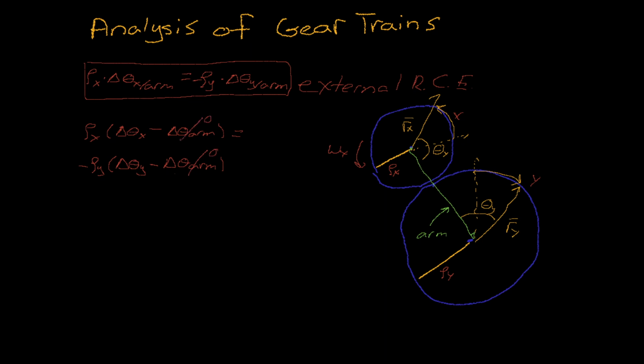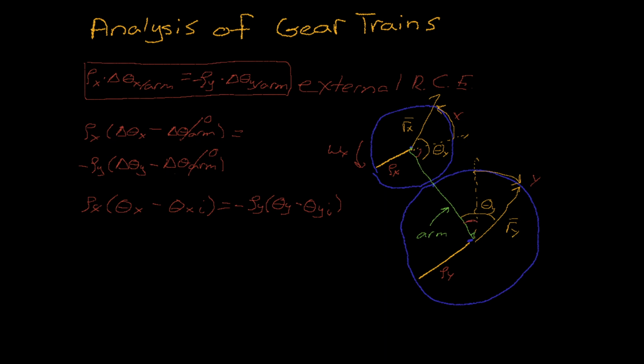So we can expand this into rho x times delta theta x, which is just theta x minus the initial value of theta x, so we'll say theta xi, which is just this angle right here, which is equal to minus rho y times theta y minus the initial value of theta y, theta y I, which was just this angle here.